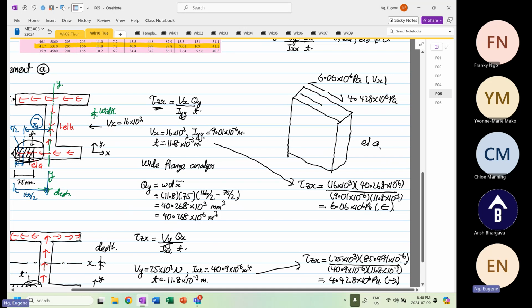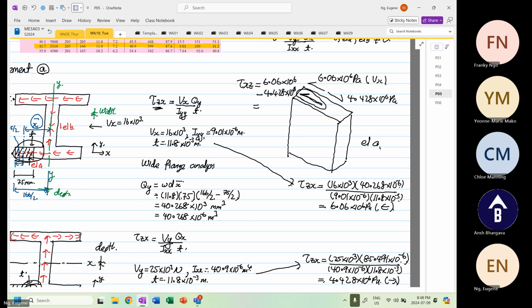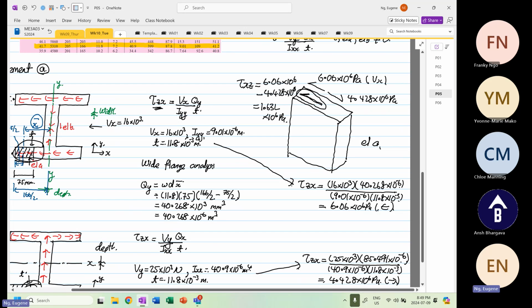So the actual shear here, shear xz, will be equal to, this is the direction we know will be dominating, so it's 6.06 times 10 to the power 6 minus 4.428 times 10 to the power 6. Whether it is plus or minus, I've drawn this direction to be positive. So this is equal to 6.06 minus 4.428, so our shear is 1.632 times 10 to the power 6 Pascal. So that is for element A.